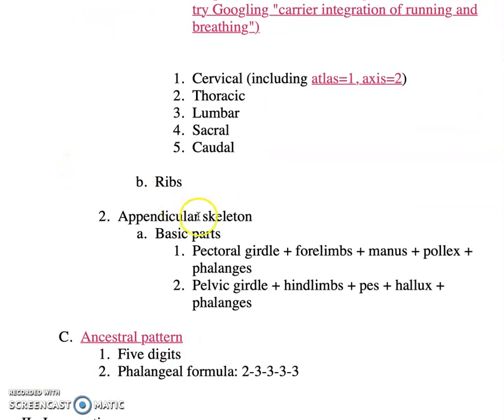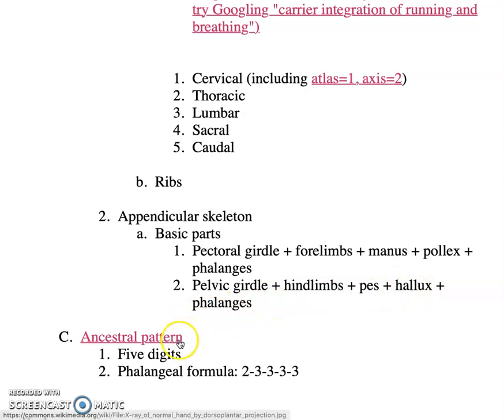All right, the last few things have to do with the appendicular skeleton and some patterns that we see in the appendicular skeleton. The basic parts we've talked about before. The pectoral girdle is what attaches the forelimbs to the body. We have forelimbs, the hand bones, manus, the thumb, which is the pollex, and the phalanges, which are the fingers, and then the pelvic girdle, which attaches the hind limbs to the body, including the foot, the pes, the big toe, the hallux, and the phalanges.